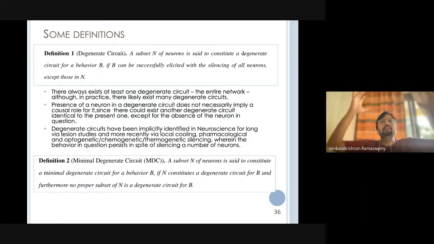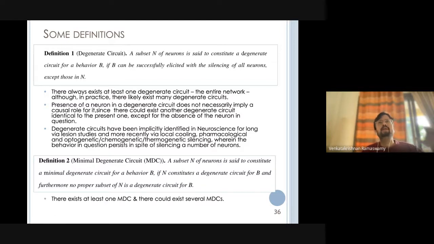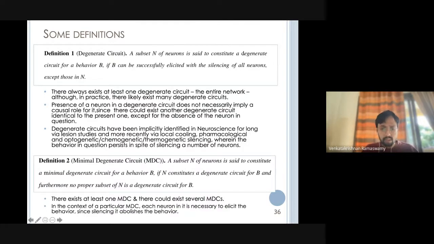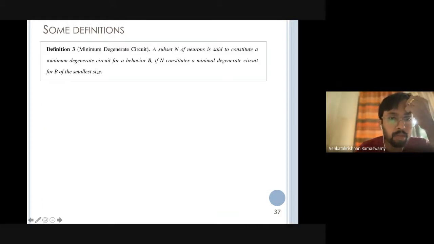So you can imagine that you start from the entire set of neurons, then you shrink your set of neurons smaller and smaller until you reach a subset such that if you try to shrink it any which way, the behavior is no longer correctly expressed, right? And that is called a minimal degenerate circuit. Now there could exist multiple minimal degenerate circuits, right? So depending on how you start whittling down your subsets, you could arrive at different minimal degenerate circuits. So it may not necessarily be unique. However, in the context of a particular minimal degenerate circuit, each neuron in it is necessary to elicit the behavior, since silencing it abolishes the behavior. Okay, and you can also talk about a minimum degenerate circuit, which is a minimal degenerate circuit of the smallest size.